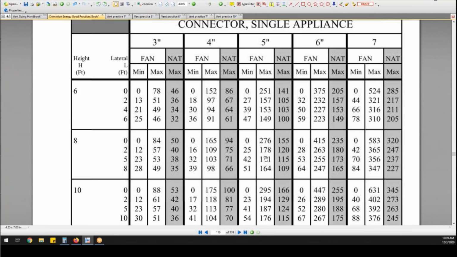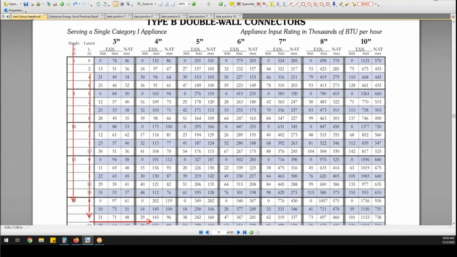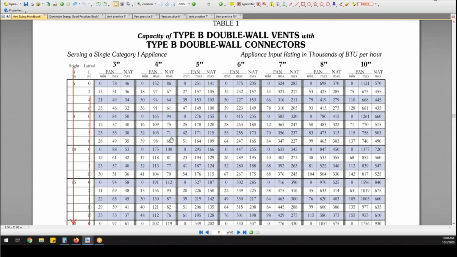Okay, so here's the tables in the good practices. They're exactly the same. So you can use this book, the good practices, or the IFGC. The tables are the same. They work the same. You do the same thing. Now, we are not dealing with a single category 1 appliance anymore, so we can't use this chart.